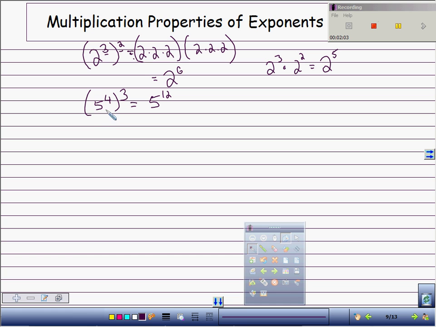Well, it is. It's 5 times 5 times 5 times 5, three times, right? So I'd have 5 times 5 times 5 times 5, times 5 times 5 times 5 times 5, right? Times that one more time, right? So altogether that would be 5 to the 12th power. So you got to be careful with these rules.